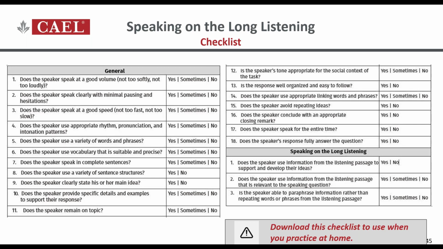If you were here for lesson 1 or lesson 2, you might notice that the top part is identical to what we saw before, and the last 3 points are specific to the speaking task that you do in part 3.